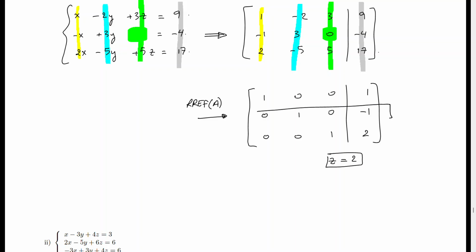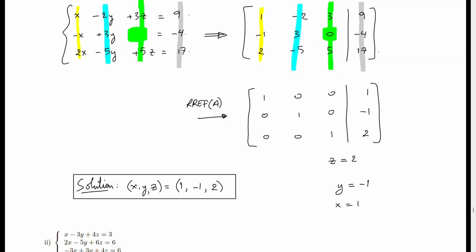The middle row is telling me 0x plus 1y plus 0z is equal to -1. Again, the 0x doesn't matter, the 0z doesn't matter, and the 1 doesn't have to be written down, so this is just saying y is equal to -1. And in the same way, I can see that x itself is equal to 1 as well. And there we have it. The solution is the triple x, y, z with the numbers 1, -1, 2 as the answer.